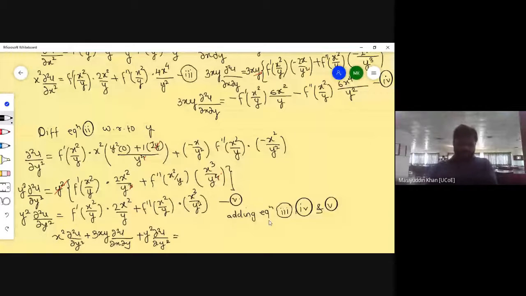Now let us equate this part. And we have to verify whether this part is going to 0 or not. x square, and we check by adding here.